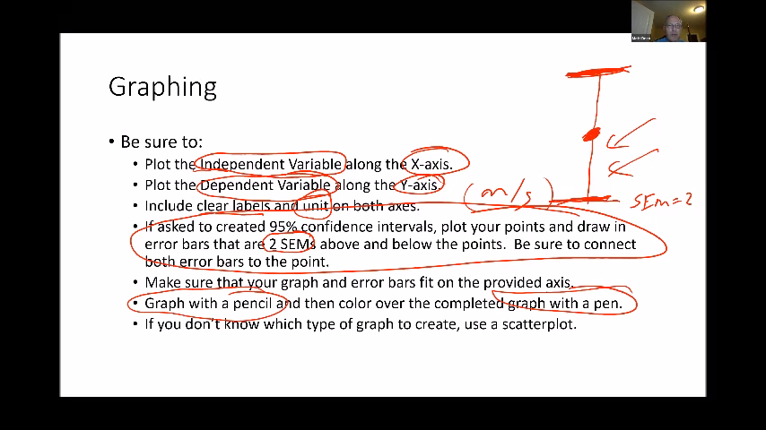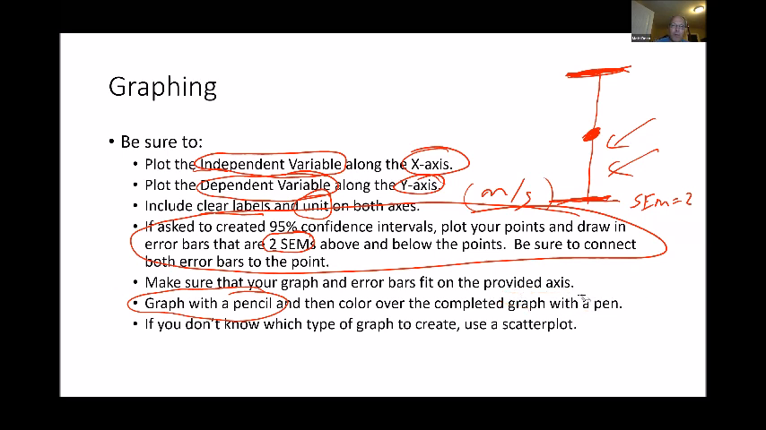The reason you want to do it in pencil is your graph has to fit on the axis they provide. If any of it, even your error bars, go over the top or out the sides of the graph, you're not going to get credit for doing the graph. So plan it out. Make sure it fits on the axis that they provide for you. Always put your graph on that axis.